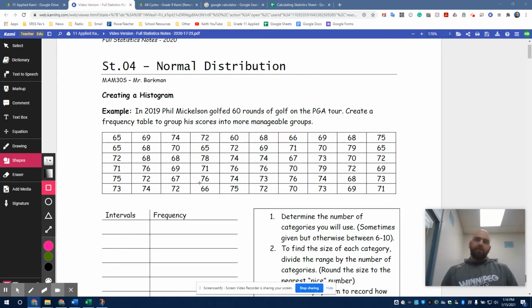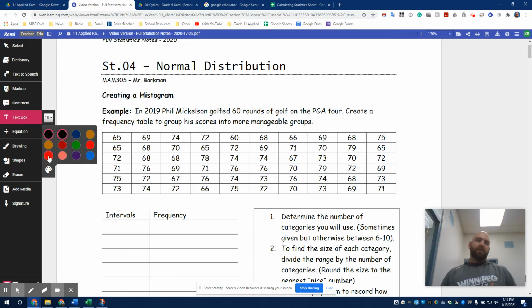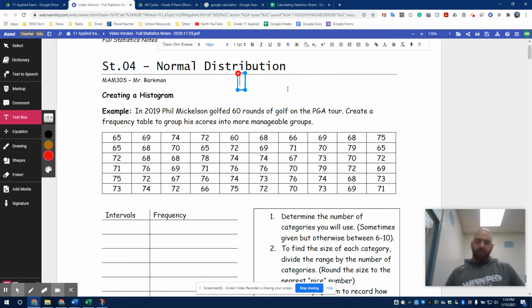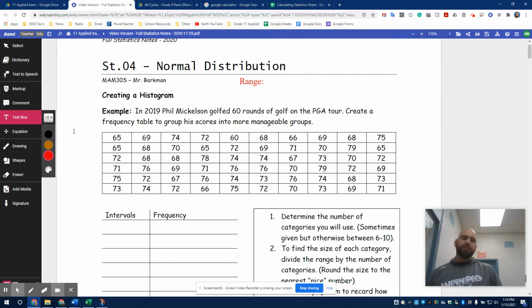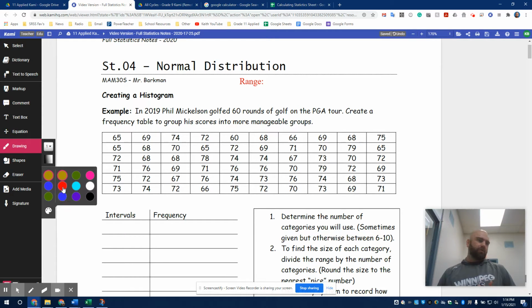Here are all of his scores. They're on a big chart, and that chart is a representation of all of those values. The first thing we want to do when we make a histogram is see what the range of scores is. So we need to find the largest and the smallest scores, which means we have to look through all of these and try to find what the largest and smallest is.